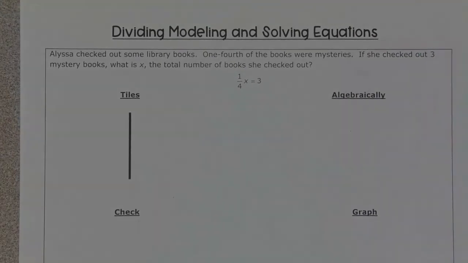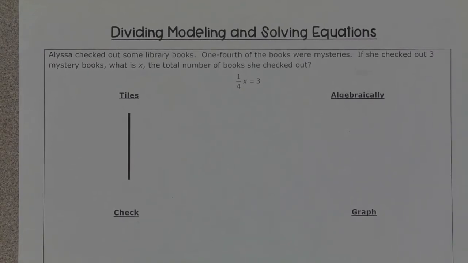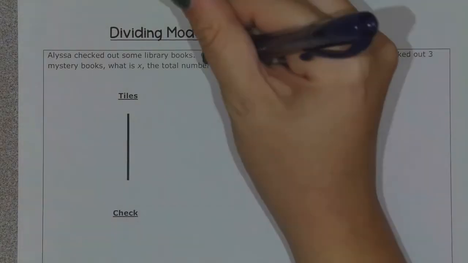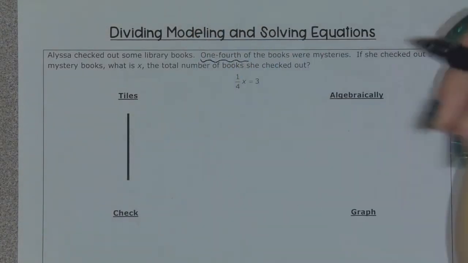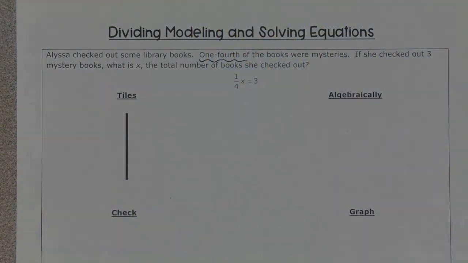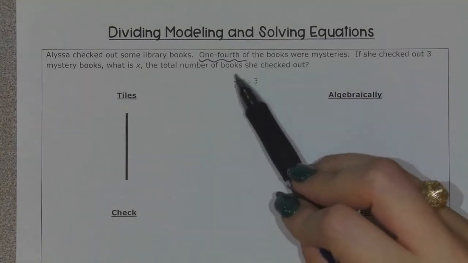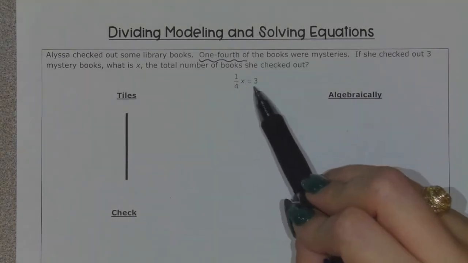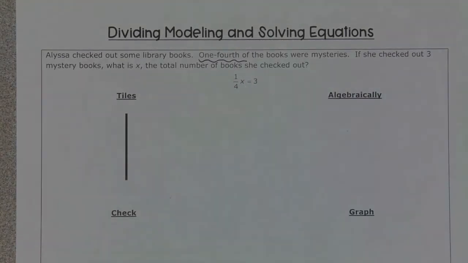Okay, so now we're going to look at how we show division when we solve these one-step equations. So our problem says that Alyssa checked out some library books. 1/4 of the books were mysteries. Now remember, when we see that fraction next to the word of, that tells us that we are multiplying. So if she checked out 3 mystery books, what is x, the total number of books that she checked out? So we have our problem here, which is 1/4 x equals 3.